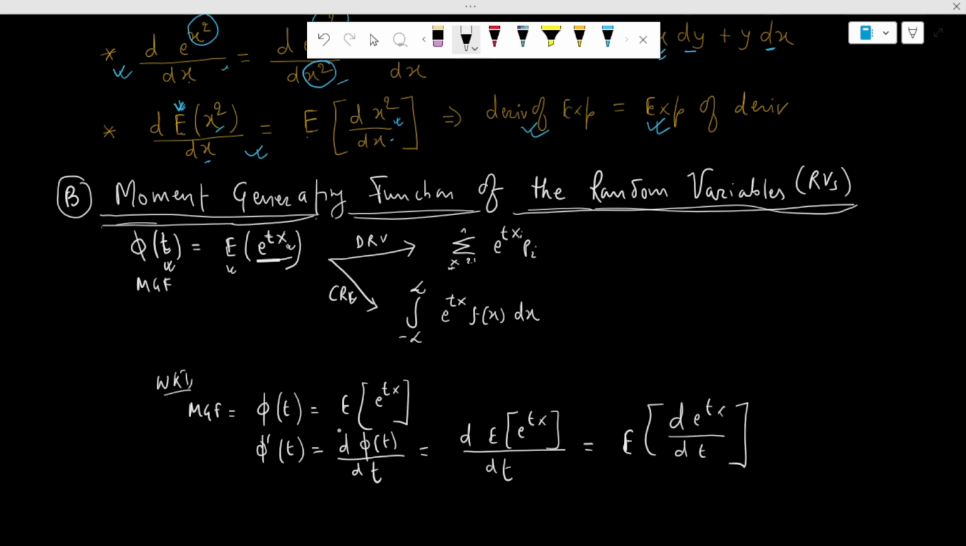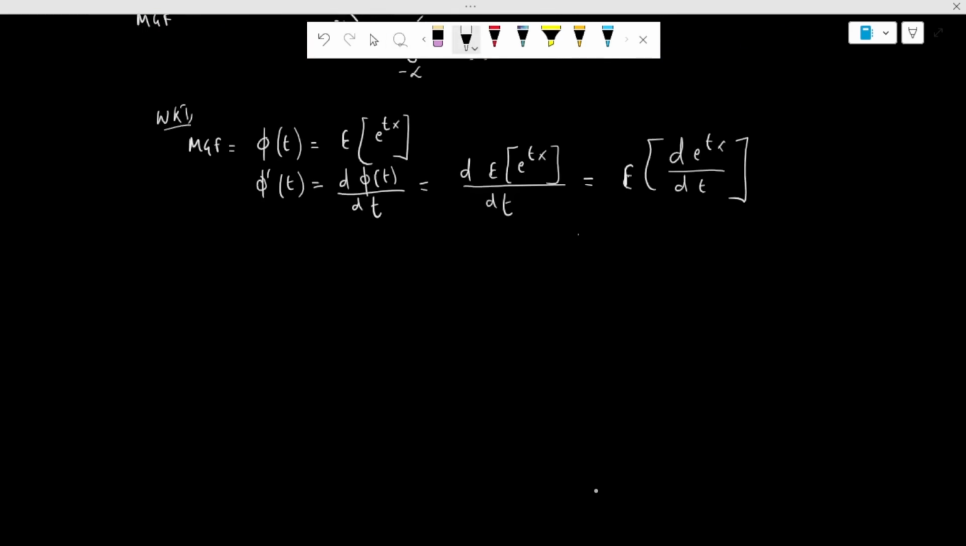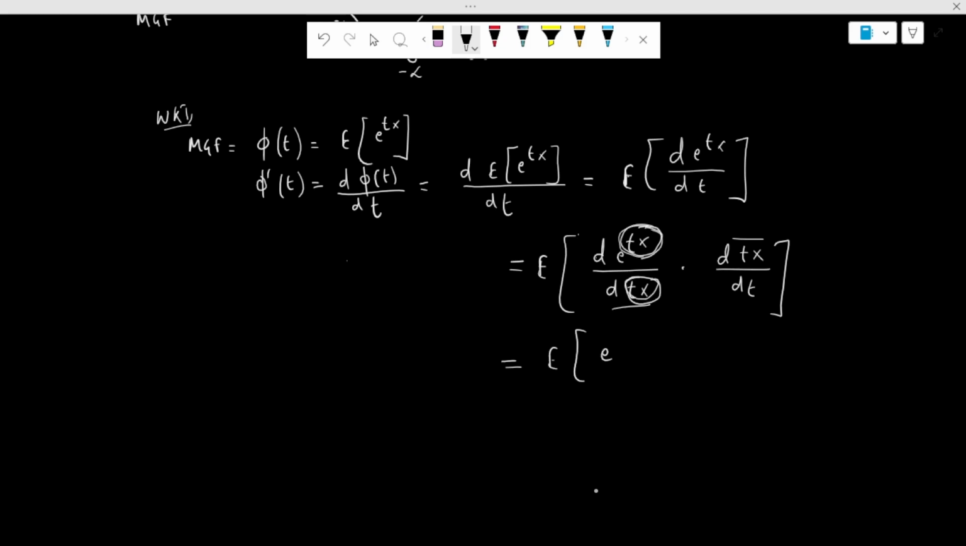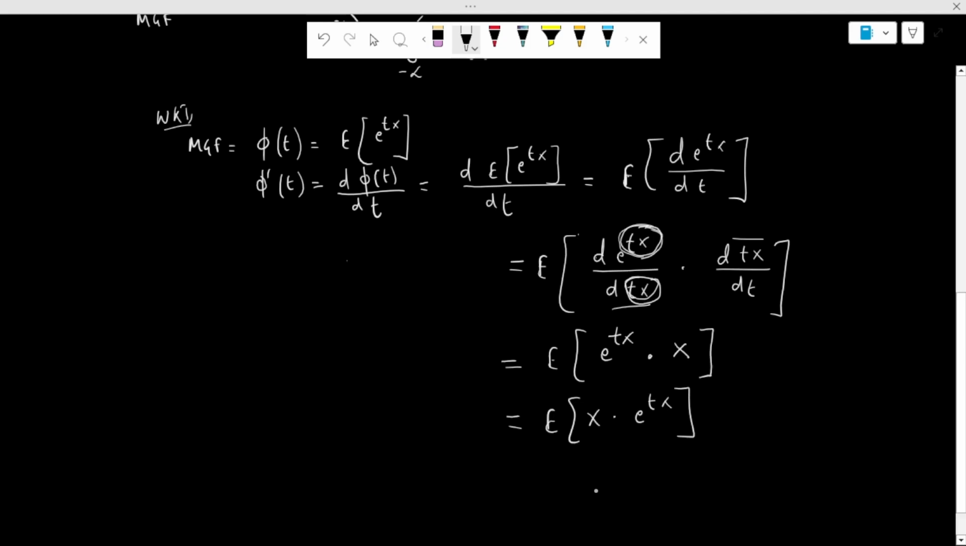Now let us apply the chain rule. This term and this term cancel out, so ultimately we are left with the same thing. The derivative of e to the power y with respect to y is e to the power y, multiplied by, since we have t over here, x only. So this is our first order derivative.